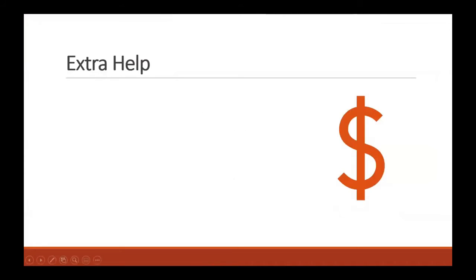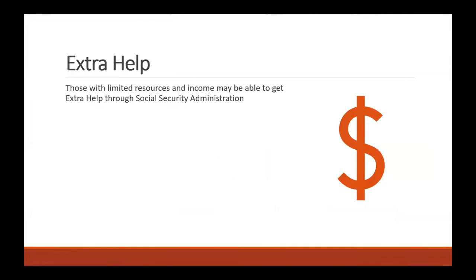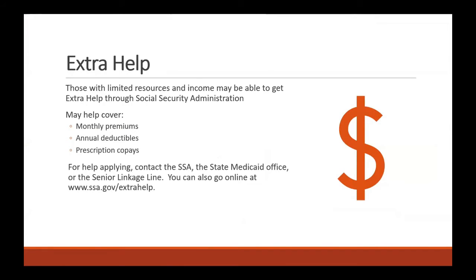The Extra Help that I had mentioned earlier for those on limited income and resources, again, is through the Social Security Administration. It helps cover things like monthly premiums, annual deductibles, and prescription copays. For help applying, you can contact the Social Security Administration, the state Medicaid office, or the senior linkage line. You can also go online, and I did put the website there, ssa.gov/extrahelp.